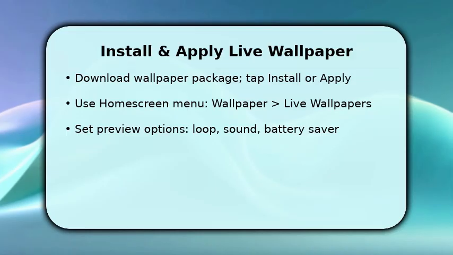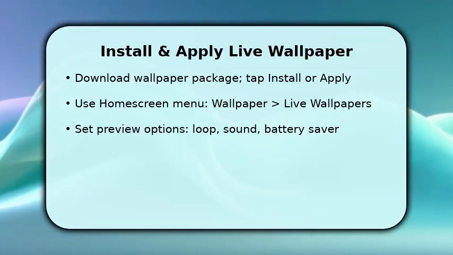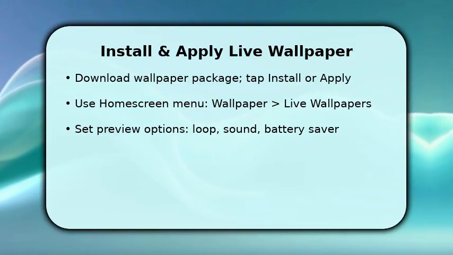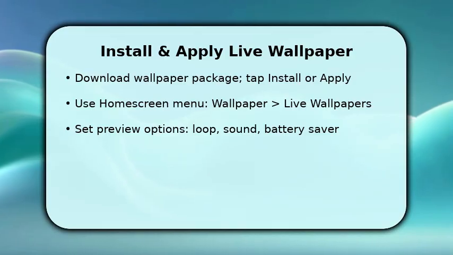You now install and apply the live wallpaper. After download, tap Install or Apply inside the app. If it's a third-party app, choose Set as Wallpaper from its menu. Then long press the home screen, select Wallpaper, choose Live Wallpapers, and pick the installed option.